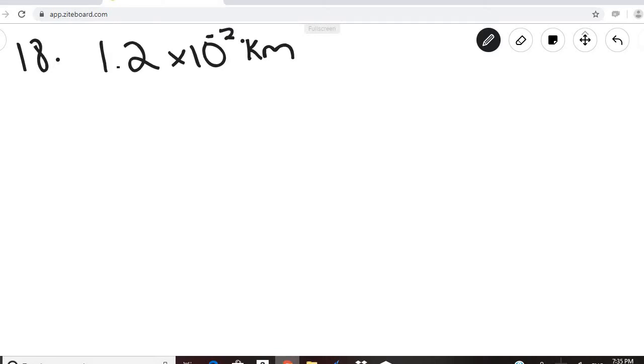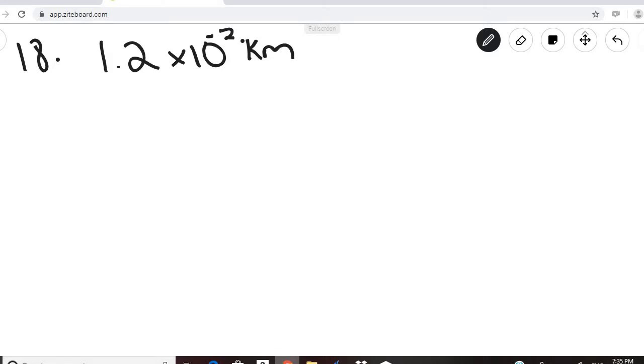And number 18, convert the following measurements into decimal notation. So 1.2 times 10 to the negative 2 kilometers. Okay, so start by looking at significant figures. That has 2 significant figures, so our answer can only have 2 significant figures.